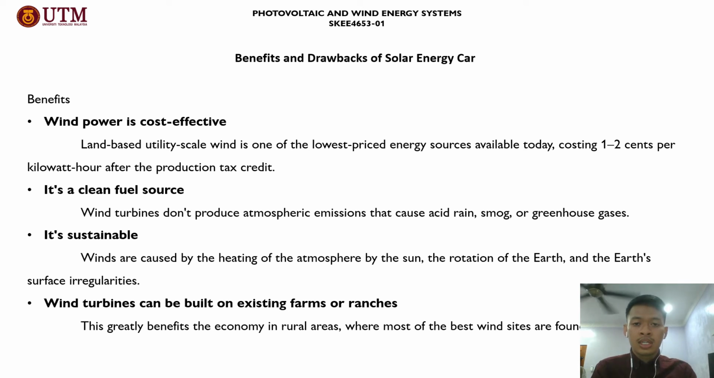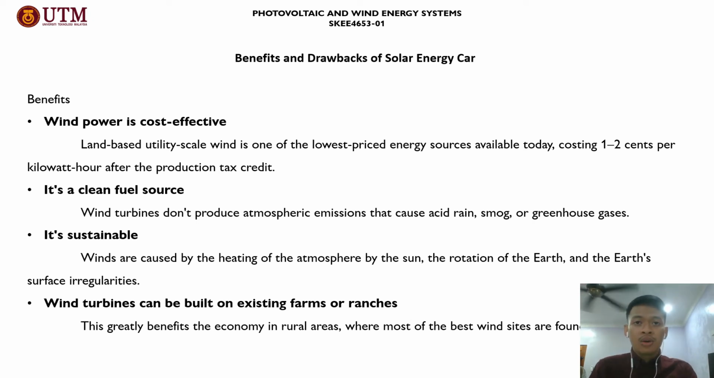Next, we go to: it's sustainable. Wind is actually a form of solar energy. Winds are caused by the heating of the atmosphere by the sun, the rotation of the earth, and the earth's surface irregularities. For as long as the sun shines and the wind blows, the energy produced can be harnessed to send power across the grid.